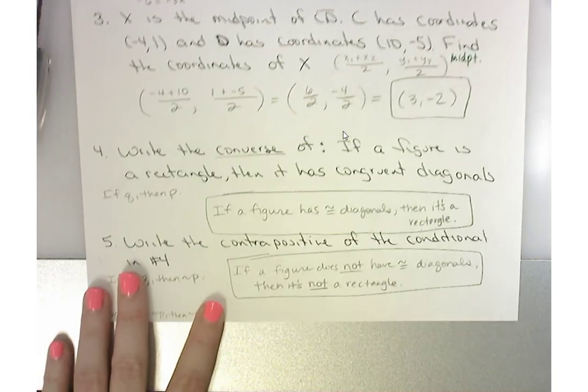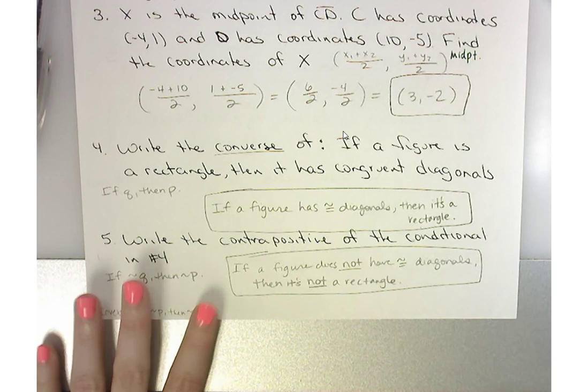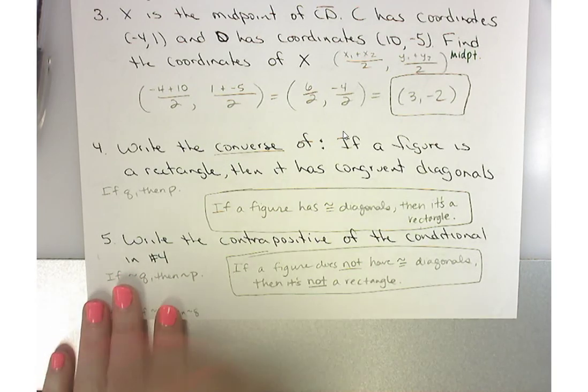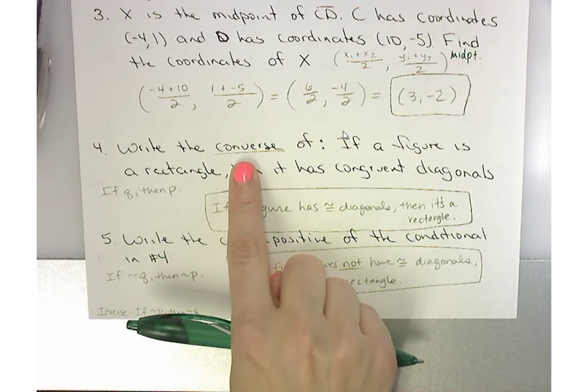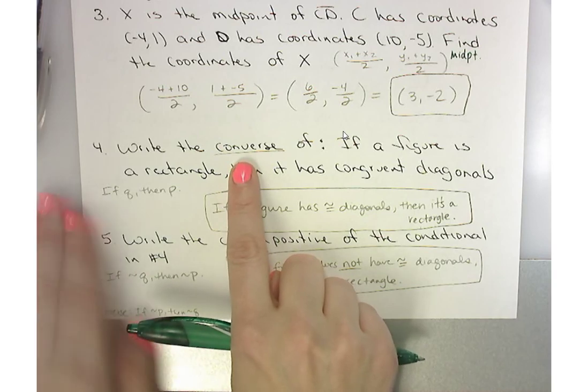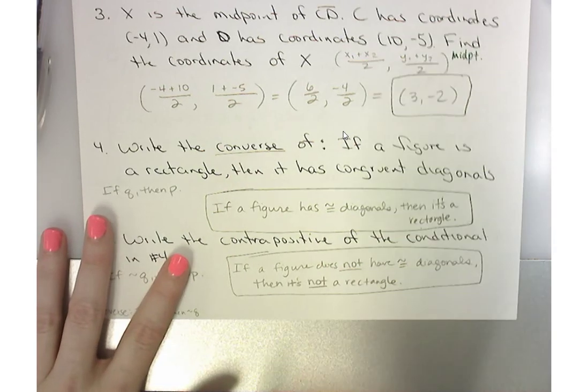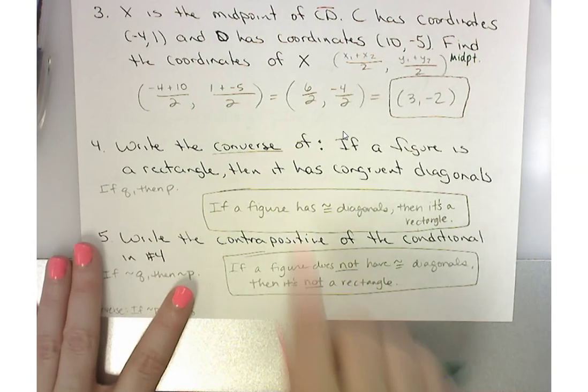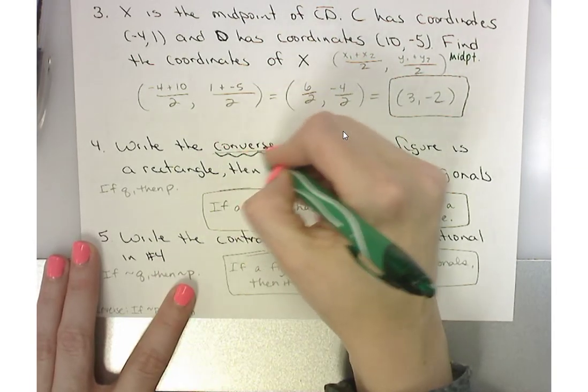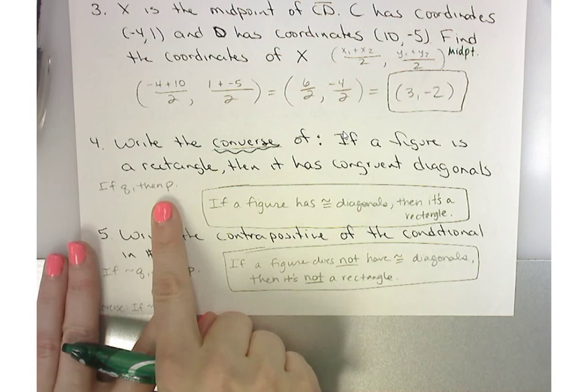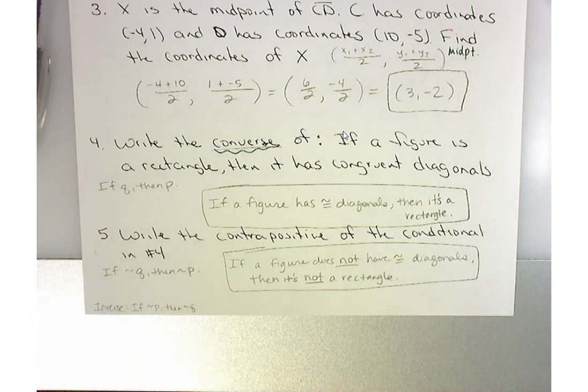This is to write the converse of. One thing you might want to write down are what the forms are. So the conditional statement, okay, the conditional is if P then Q. The converse is if Q then P. So the hypothesis and the conclusion are going to switch. So if a figure has congruent diagonals, then it's a rectangle.